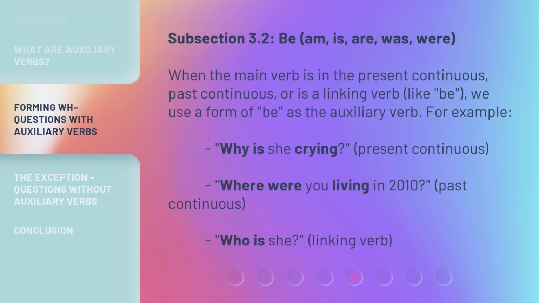Subsection 3.2. Be, am, is, are, was, were. When the main verb is in the present continuous, past continuous, or as a linking verb, like be, we use a form of be as the auxiliary verb. For example, why is she crying? Present continuous. Where were you living in 2010? Past continuous. Who is she? Linking verb.